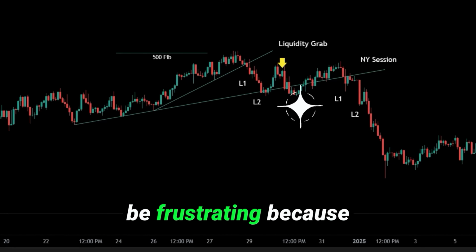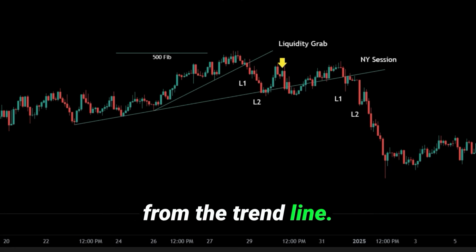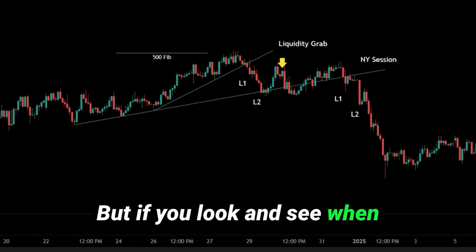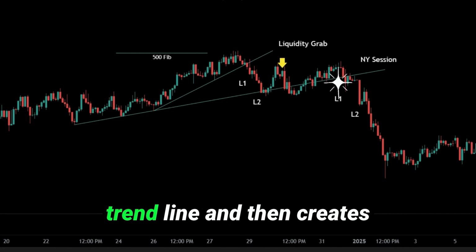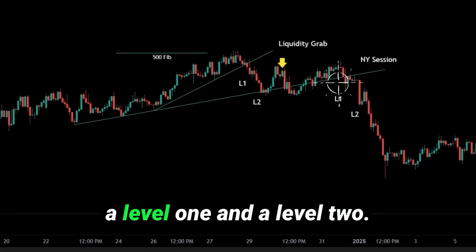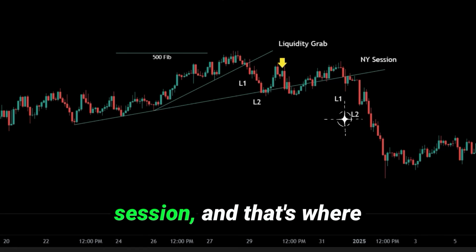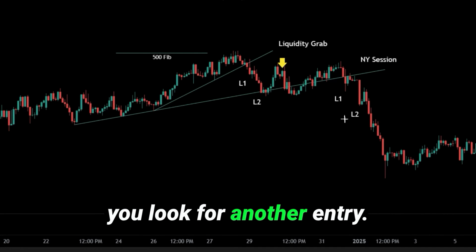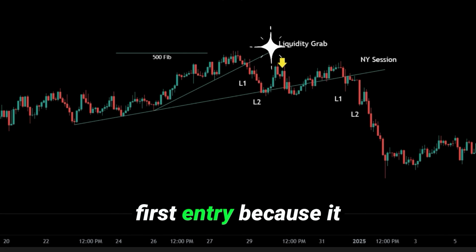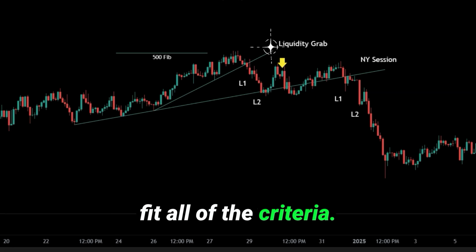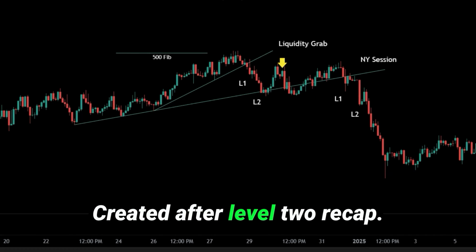This is where trading can be frustrating because you're expecting the move to take that liquidity from the trend line. But if you look and see when that happens, it happens after price breaks that stronger trend line and then creates a level 1 and a level 2. And that level 2 happens during the New York session. And that's where you look for another entry. But you still could have entered off of that first entry because it fit all of the criteria. And your stop loss was still safe at that swing high created after level 2.